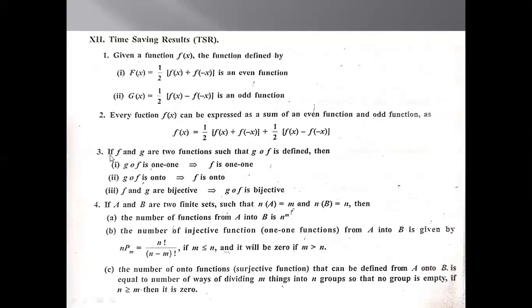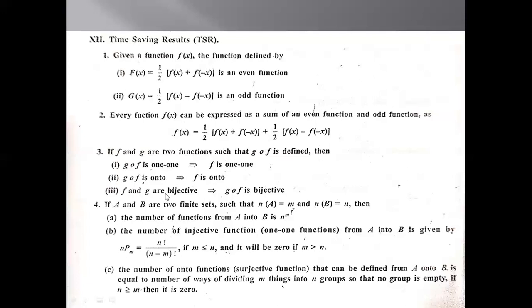The third point, if f and g are any two functions such that g composite f is defined, then g composite f is 1-1 implies that f is 1-1. Second point, g composite f is onto implies that g is onto.